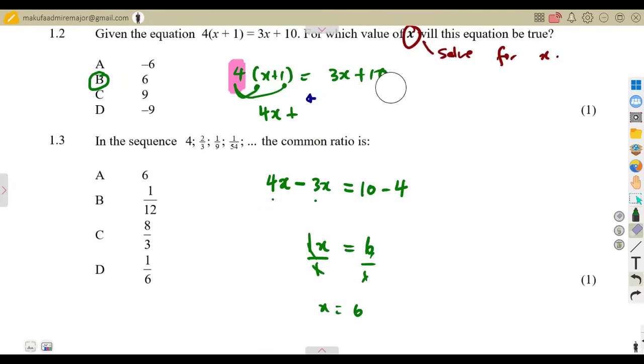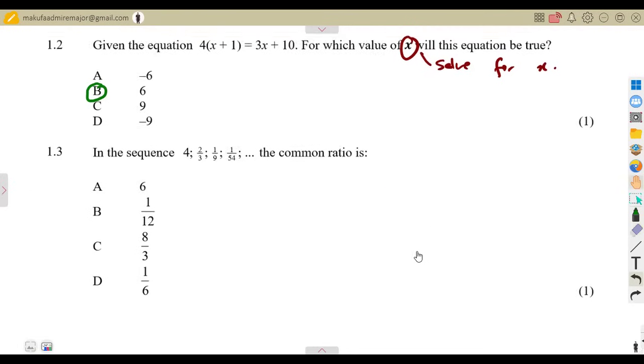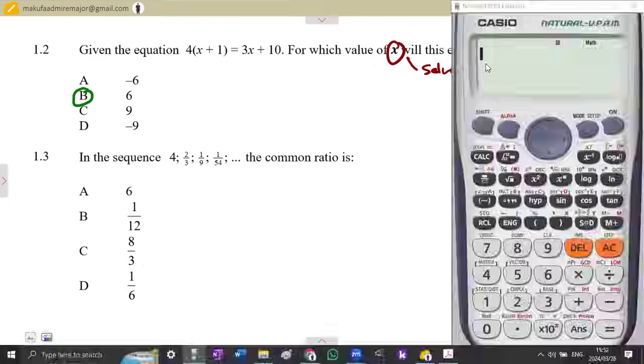If maybe you are stuck and you do not know this in the exam, how can you answer this question? You can do this as trial and error on your calculator. Because this is just a choose-the-answer question, you can just do this.